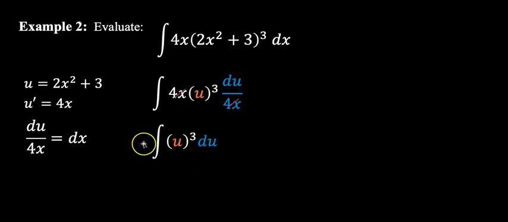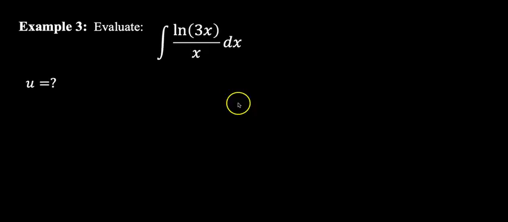The question is, do we know how to take this antiderivative? The answer is yes. This is just a simple power function rule. So that means since we know how to take this antiderivative, this was a good choice for u. And we could proceed and finish the question. But right now I'm focusing on how to make a good choice for u. Let's look at another example.